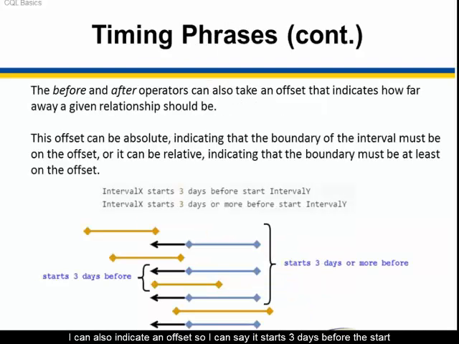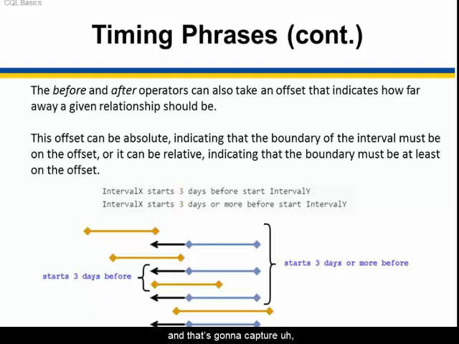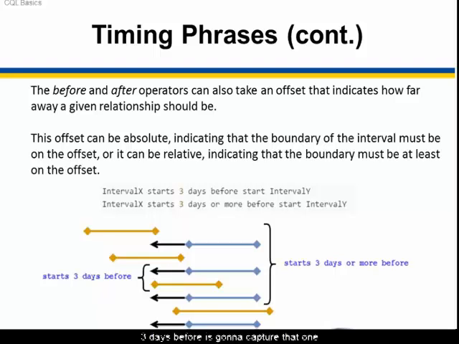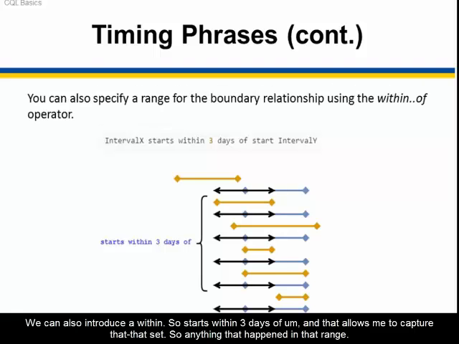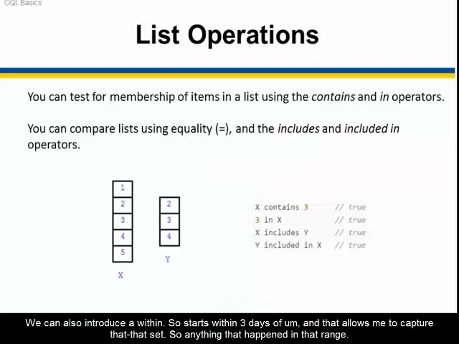I can also indicate an offset. So I can say it starts 3 days before the start, and that's going to capture 3 days before is going to capture that one. Right? And 3 days or more before is going to capture all of those. Can also introduce a within. So starts within 3 days of, and that allows me to capture that set. So anything that happened in that range.